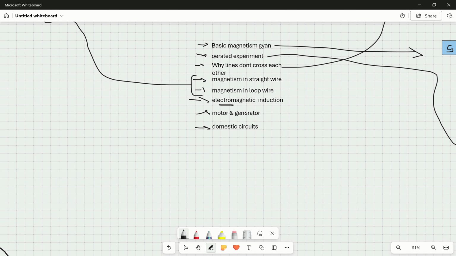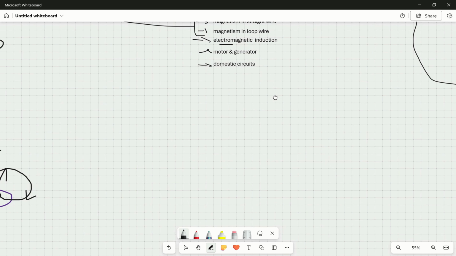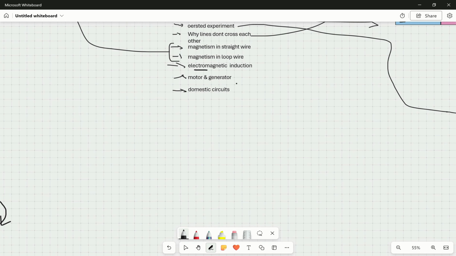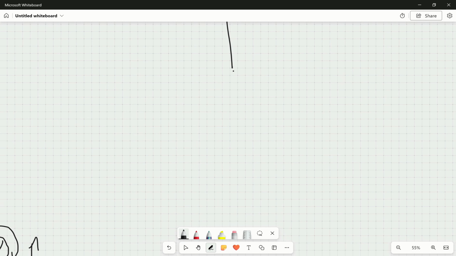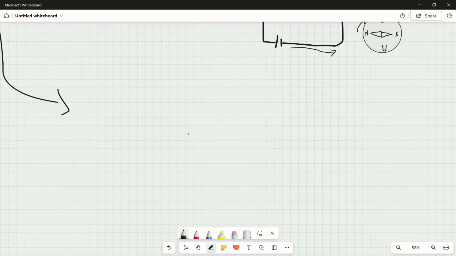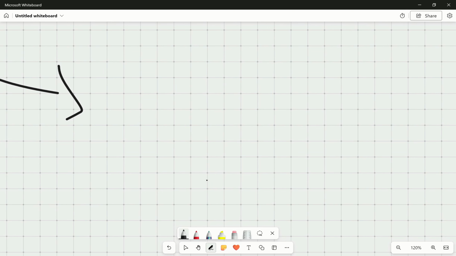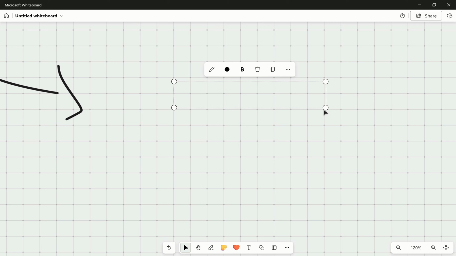Now we are going to study electromagnetic induction, the hardest part of the chapter. So first we will study the definition. We will take electromagnetic induction just here. Let's zoom. First of all, let's go through the definition. I know you will not understand the definition, but I will explain it later. But let's write the definition first.